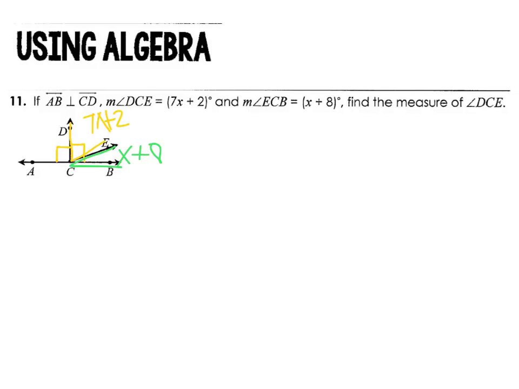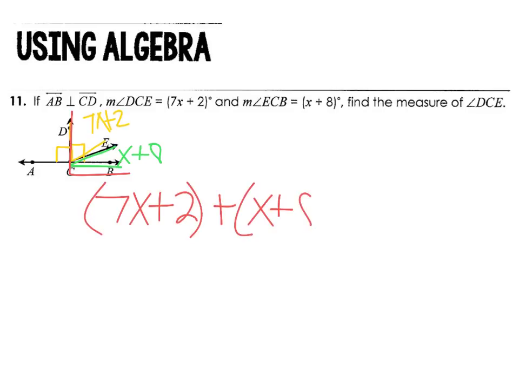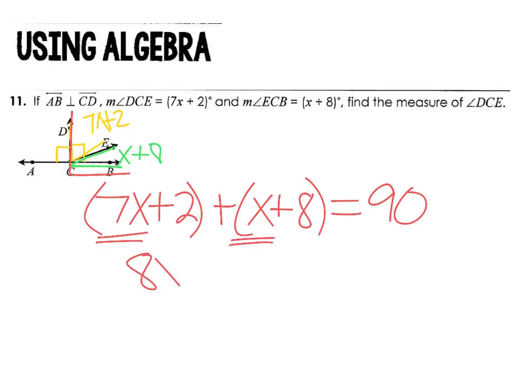So first we need to find x, and then we can go back and plug it in to the measure of angle DCE, or 7x plus 2. So first things first, we know that this angle is going to be 90 degrees. So 7x plus 2 plus x plus 8, if we add those two angles together, equals 90 degrees. Now we can solve for x, combine like terms. So the x's with the x's, we get 8x, the numbers with the numbers, plus 10.